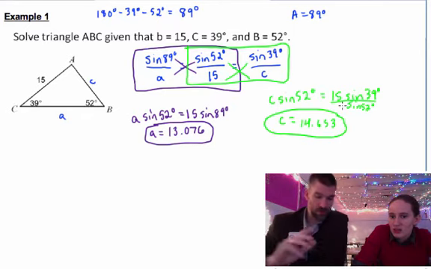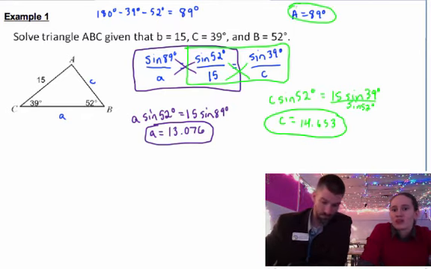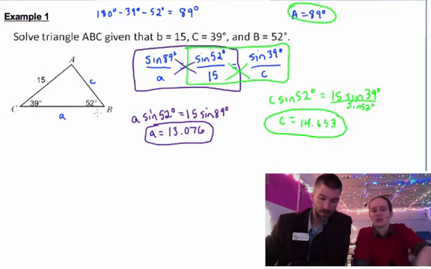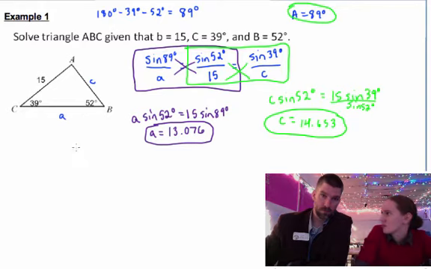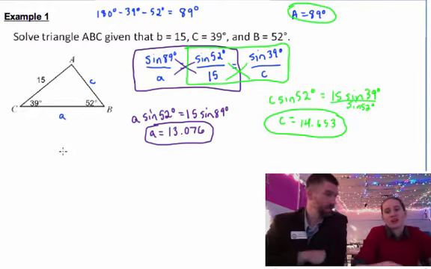Okay, rounding according to AP standards. Round or truncate. So we have now solved 3 things. We know everything for this problem.